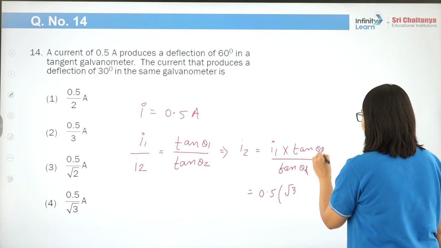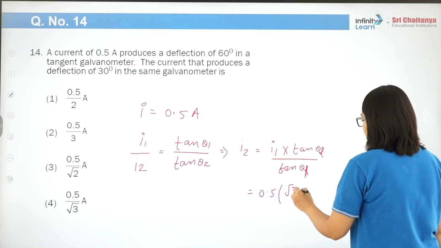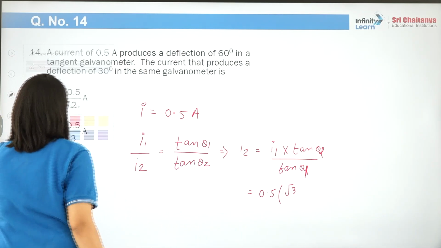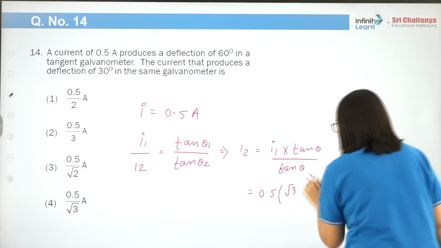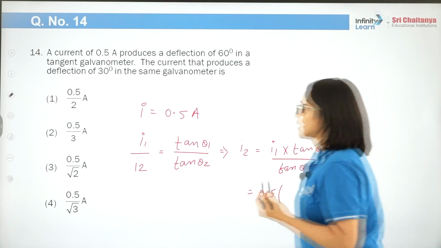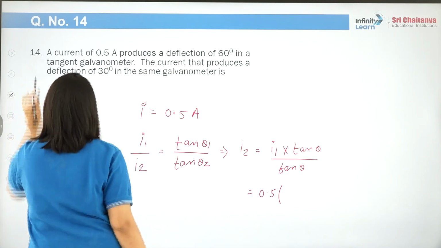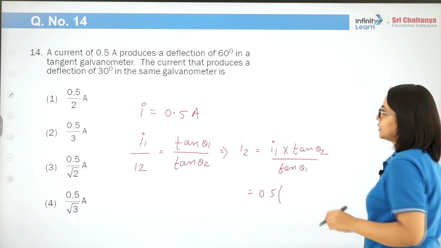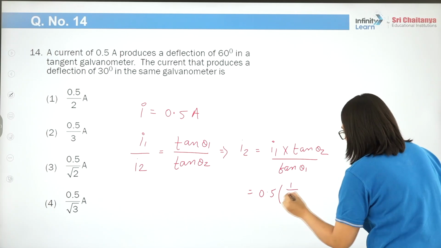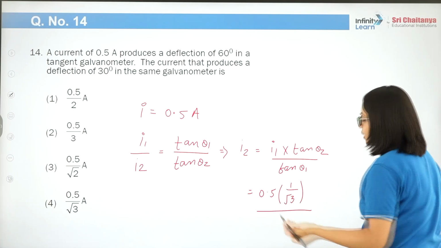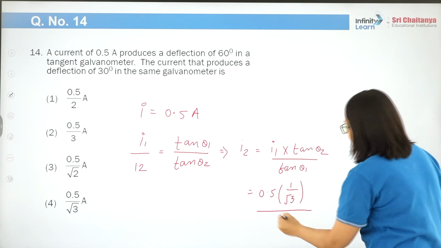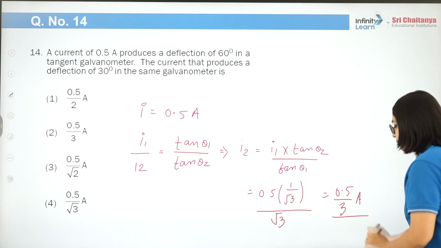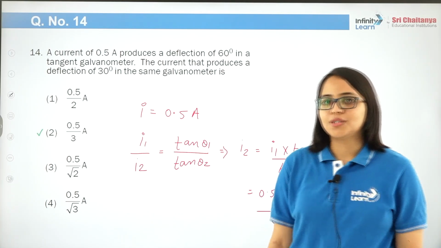No, this should be tan theta 2 divided by tan theta 1. Okay, so tan theta 2 is 30 degree. Let me erase this and rewrite it again. It should be tan theta 2 divided by tan theta 1. So theta 2 is 30 degree, so tan 30 degree is 1 by root 3, divided by tan theta 1, which is tan 60 degrees, so it will be root 3. So this is 0.5 divided by 3 ampere. So the correct answer is option 2.